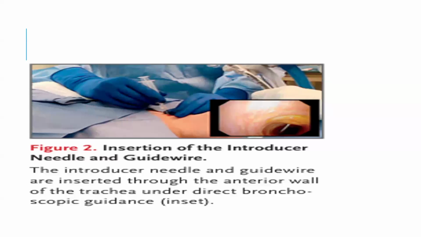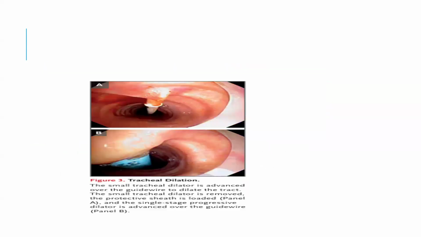So this is the figure showing insertion of the introducer needle and the guide. The introducer needle and the guide wire are inserted through the anterior wall of the trachea under direct bronchoscopic guidance.